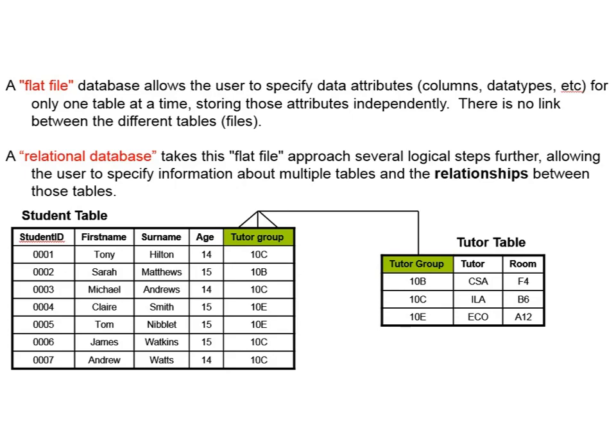Here in this example, we have two tables which are joined by this relationship. We can say from this that many students can belong to a tutor group, or that one tutor group can contain many students.